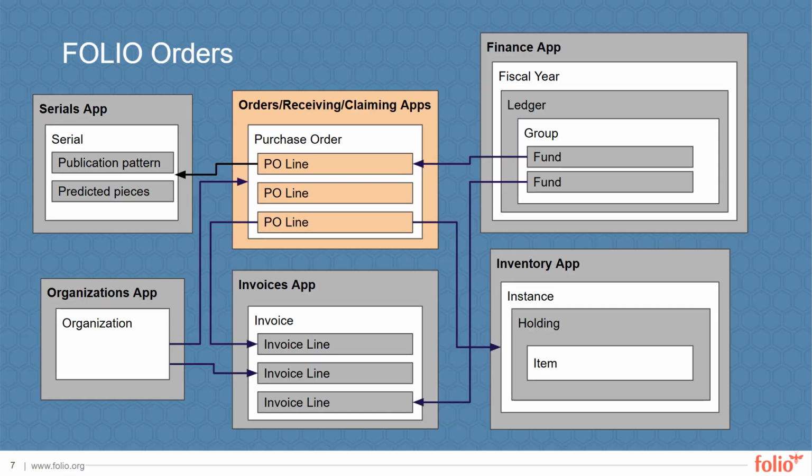Finally, we have the Orders app, which is the backbone of FOLIO acquisitions. As you can see, and as mentioned in the previous slides, this app communicates with all of the other acquisitions apps in one way or another. Purchase orders represent a list of physical or electronic titles or packages being ordered from a vendor. Purchase order lines contain one of the titles or packages being ordered. A purchase order can have one or multiple purchase order lines.